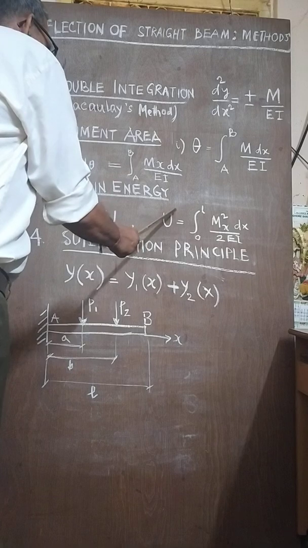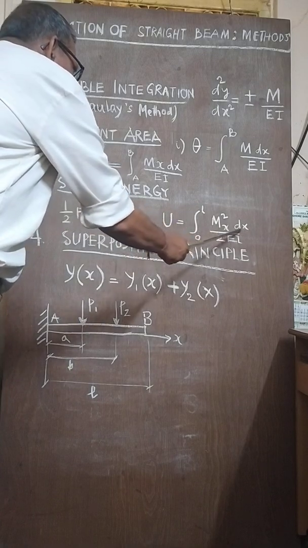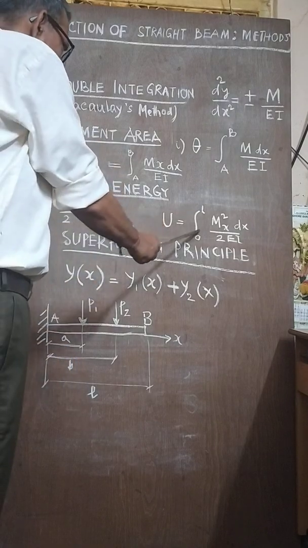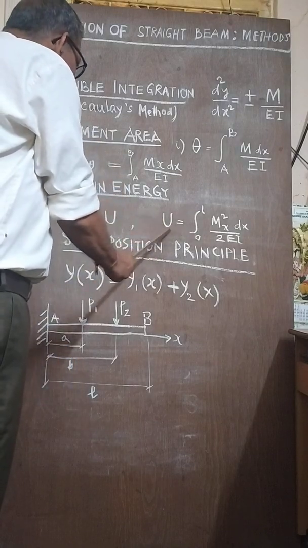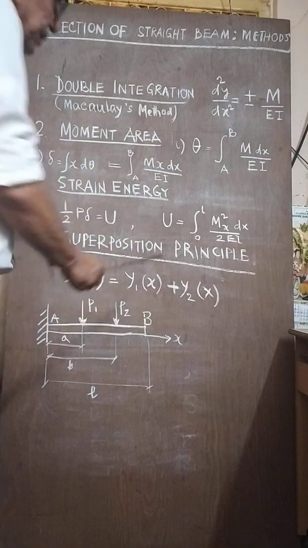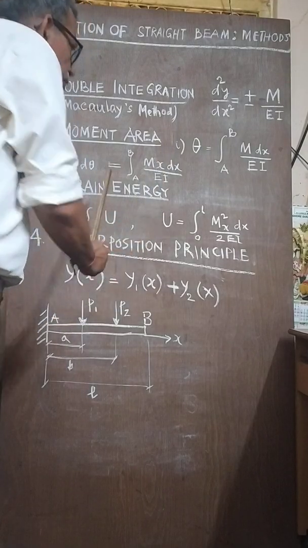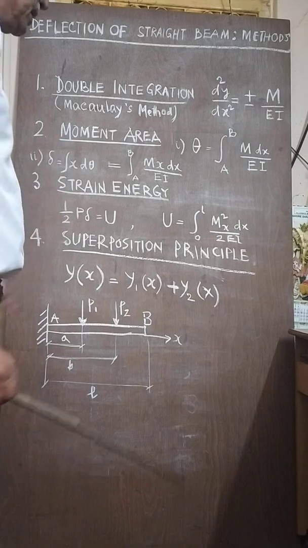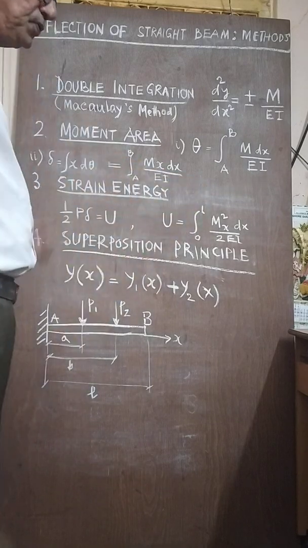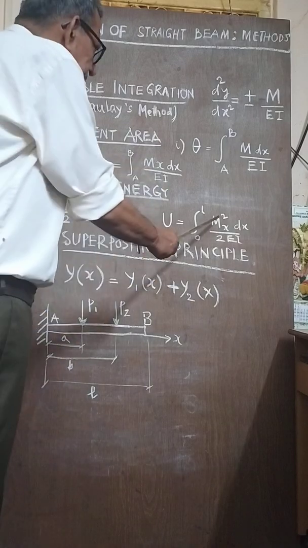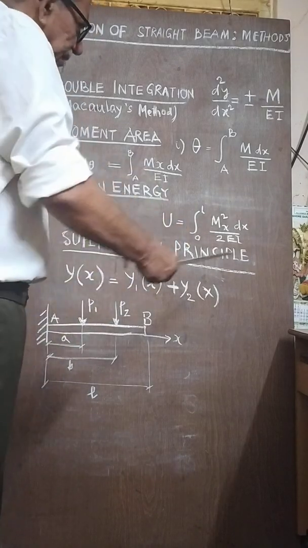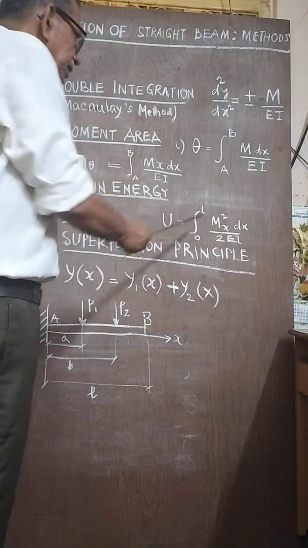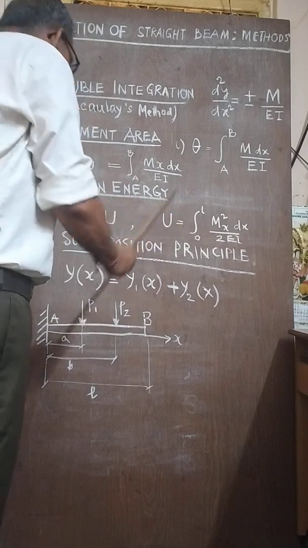This is the integration over the small lengths of the beam, the energy stored there. This is the strain energy due to bending. Mind that this U is nothing but the strain energy due to bending of the beam. Ideally there should also be a strain energy due to shearing of the beam. When the bending moment is acting, the shear force is also acting. But the impact of shearing is so small that we eliminate that portion. So we only consider the strain energy due to bending.